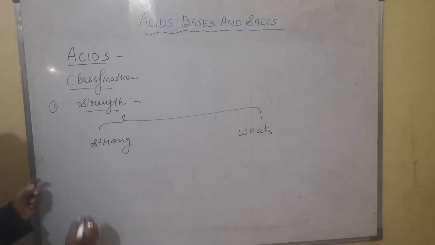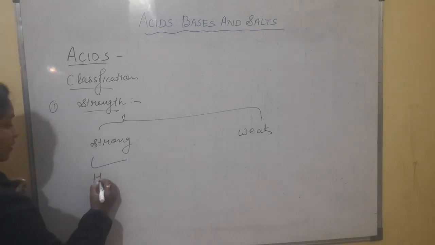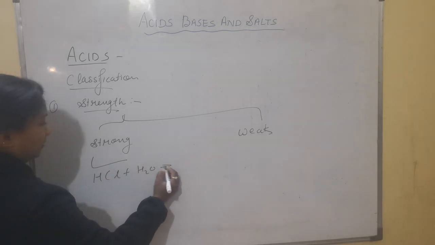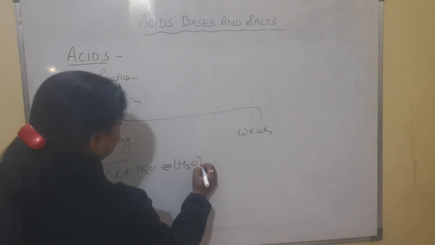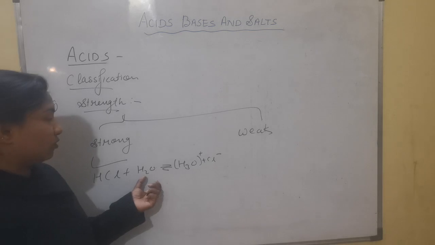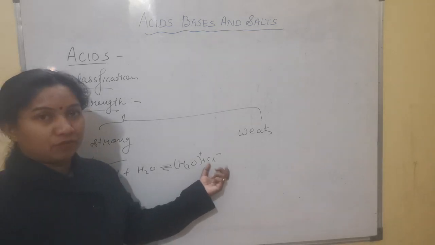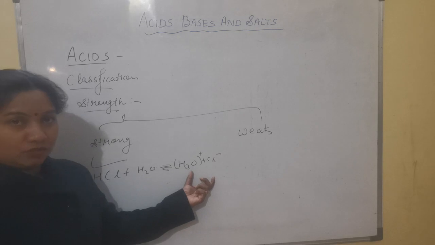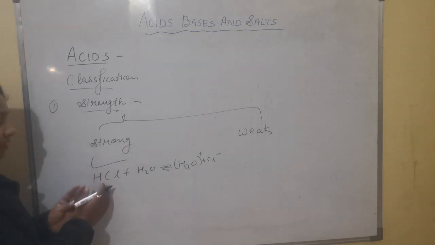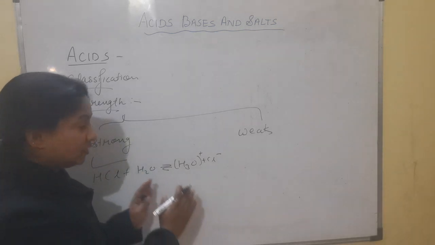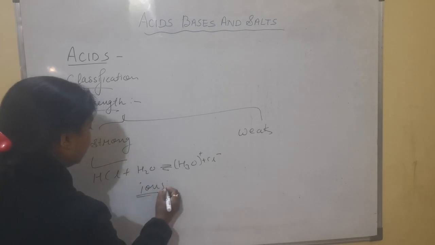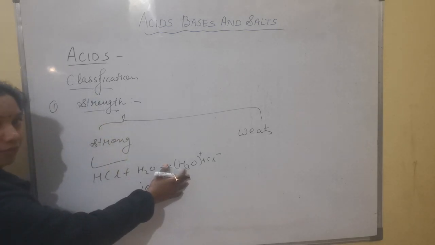Strong acids are those that completely ionize in aqueous solution, like hydrochloric acid. It completely ionizes in its aqueous solution, giving hydronium ion and chloride ion. That means in its aqueous solution only ions are present. When we say that it is a strong acid, that means it has been completely ionized, with the solution containing only ions. It gives a high concentration of hydronium ion.